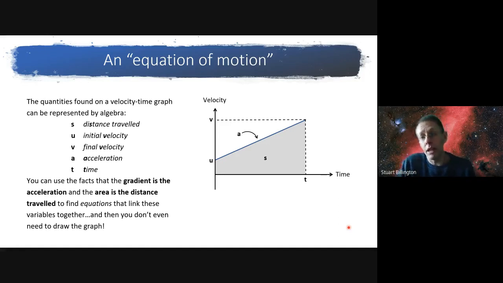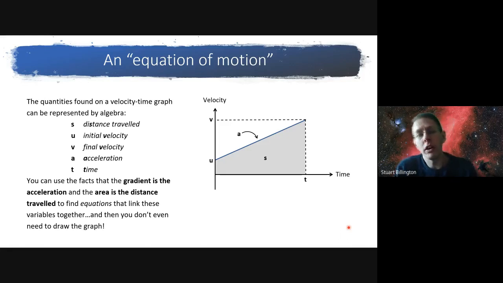And when we do that, when we finish, we arrive at a set of algebraic equations, and when you have them all in front of you, there are 4 of them. When you've got this set of equations, you don't actually need the velocity time graph anymore. You can just use this set of algebraic equations. They're called the equations of motion.